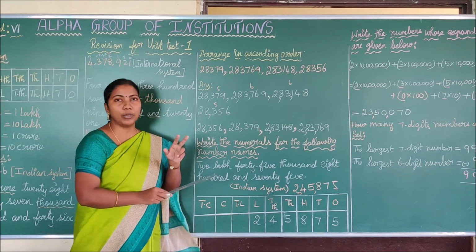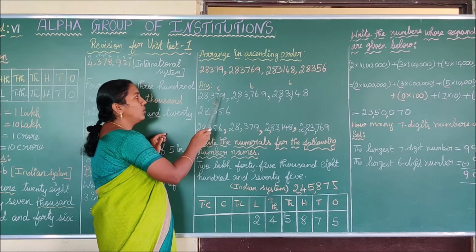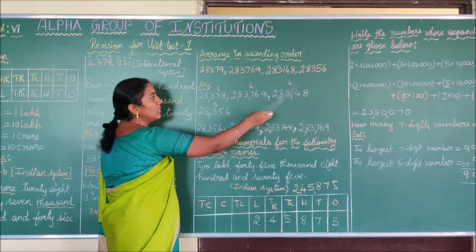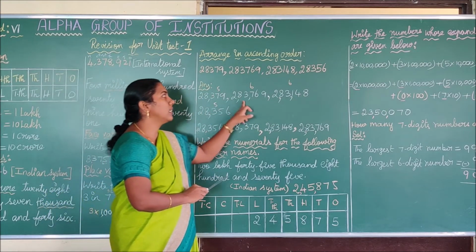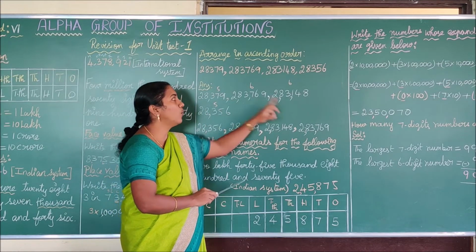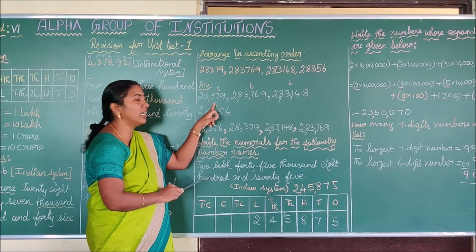And the next step is you have to count the number of digits. Count the number of digits. 1, 2, 3, 4, 5. 1, 2, 3, 4, 5, 6. 1, 2, 3, 4, 5, 6. 1, 2, 3, 4, 5. Thus, it is a 5 digit, 6 digit number and it is a 5 digit number. So, among the 4 numbers, these two are the small numbers. That is because it contains 5 digits.